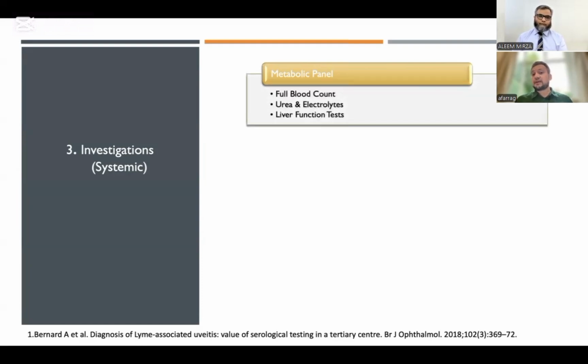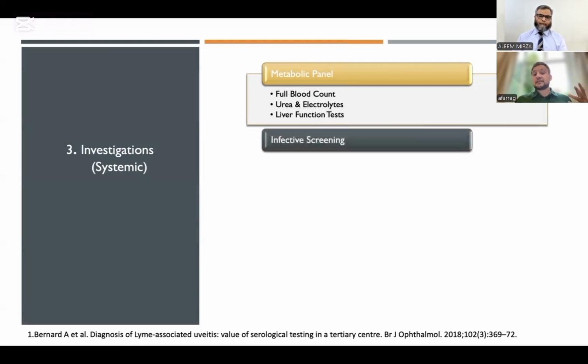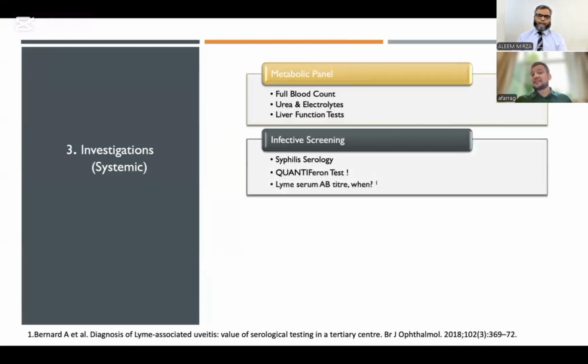First is the metabolic panel. We need to know about the overall condition of the patient and different systems: full blood count, urea and electrolytes, liver function test. This is the first section. Then we do infective screening, which is basically syphilis serology. And as you can see, this is the only infective screening in intermediate uveitis that I recommend on initial presentation.